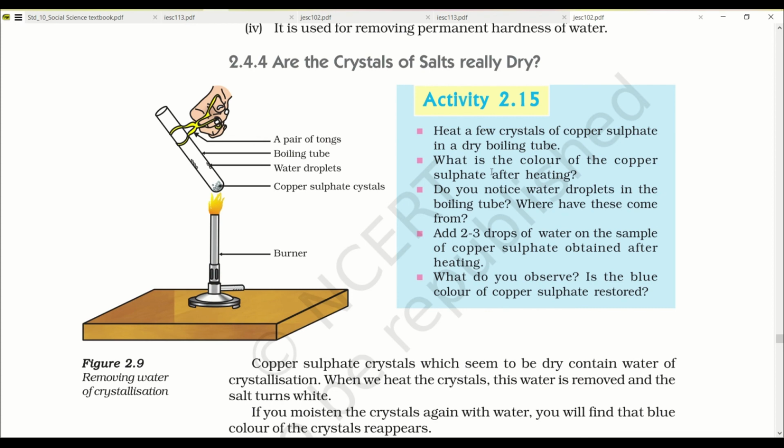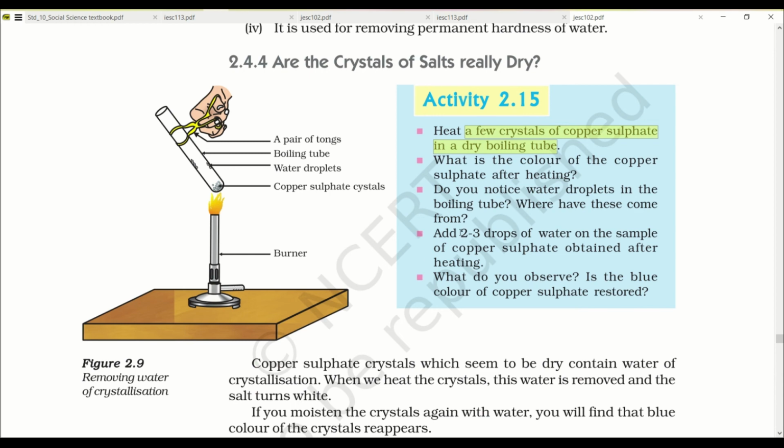Are the crystals of salts really dry? Let's read activity 2.15. Heat a few crystals of copper sulfate in a dry boiling tube. Now, the actual color of copper sulfate is blue, and while you heat, it loses its color. What is the color of the copper sulfate after heating? Do you notice water droplets in the boiling tube? Where have these come from?